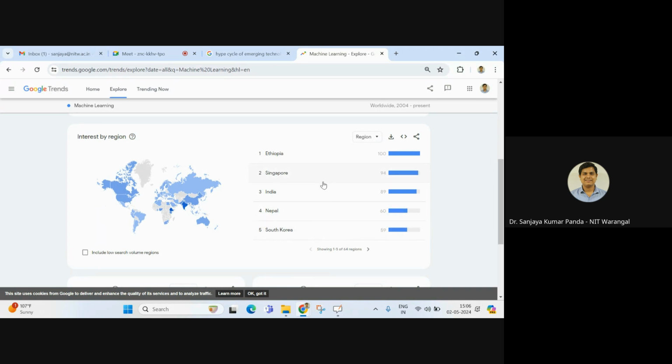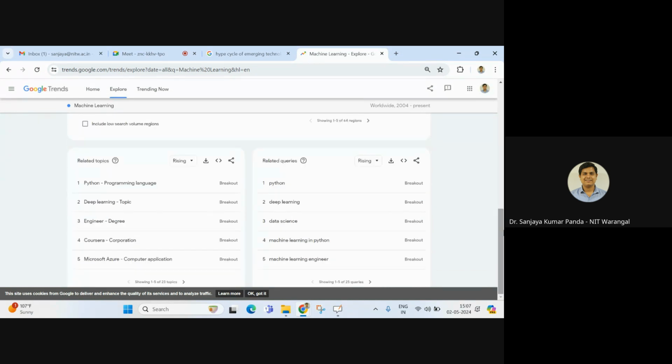And if you want to know the details related to any other country, you can simply click that particular country, like Russia, which has a relative index of 9. So you can go for respective countries and find what their relative index is if you are interested.